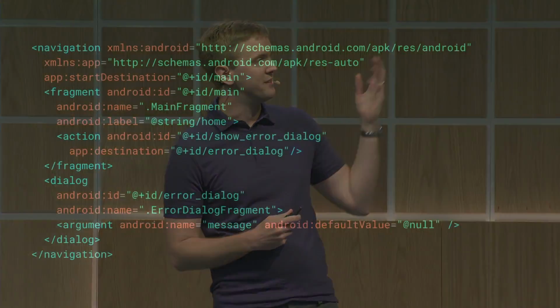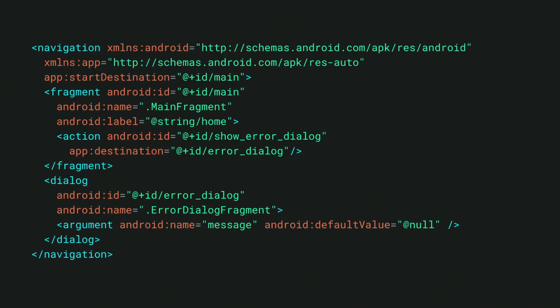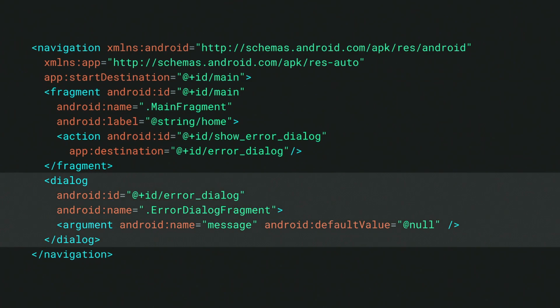So what does this look like in code? Well, instead of just using the fragment tag for a fragment, now we can use a dialog tag for a dialog. That's pretty easy, right? Same type of things are supported. So if you have arguments, like for example here, we have an error message for our error dialog fragment, those all still work, just like any other destination.